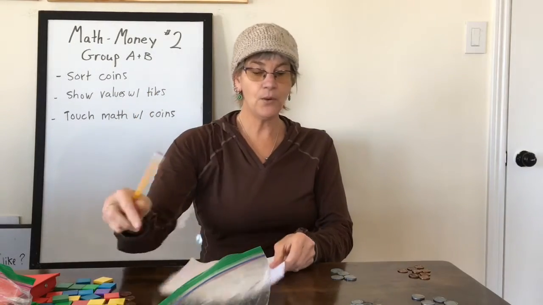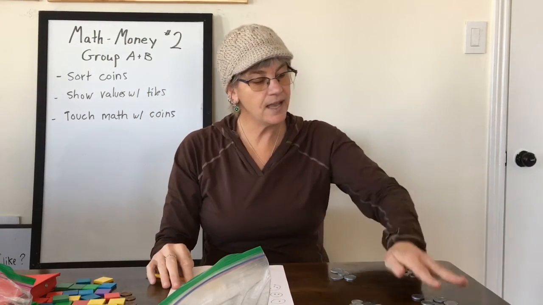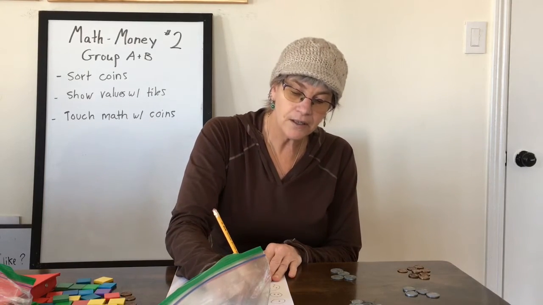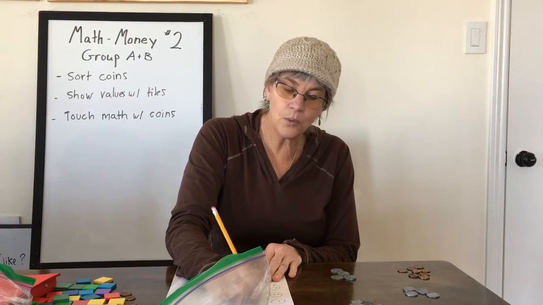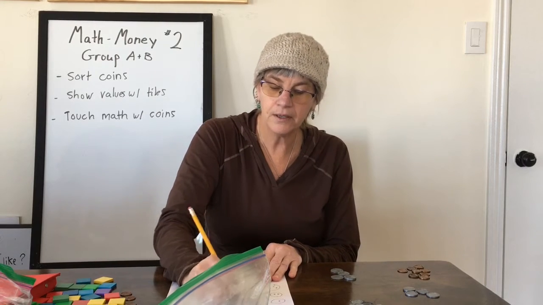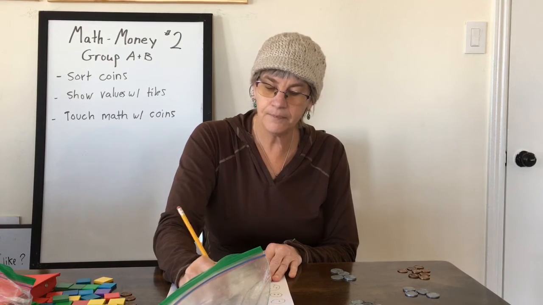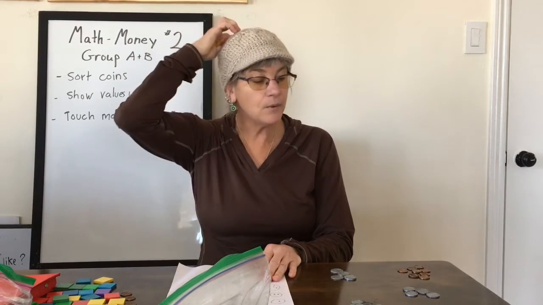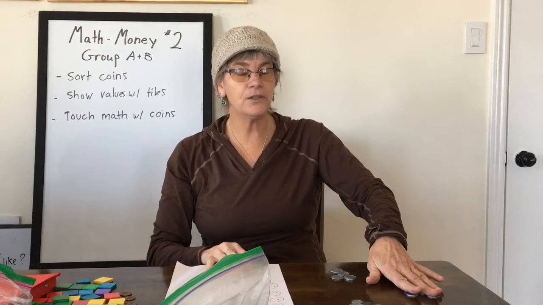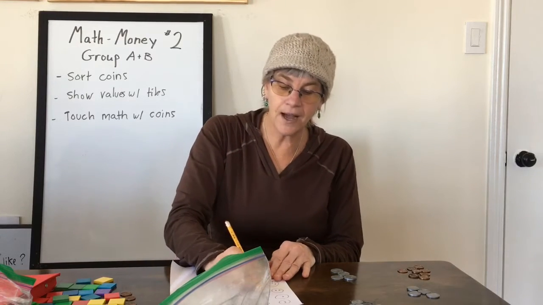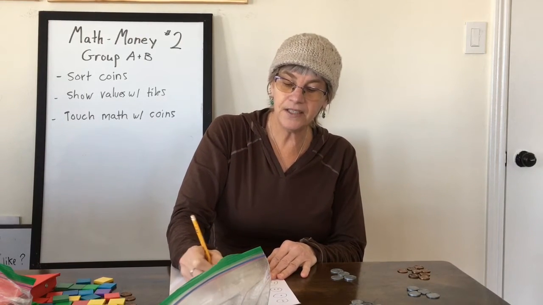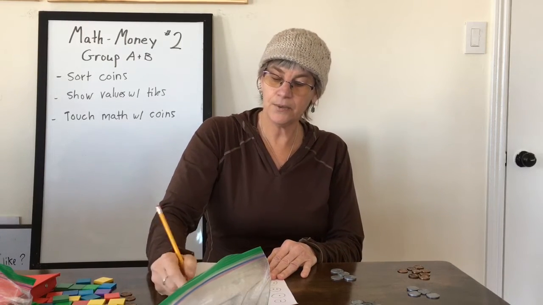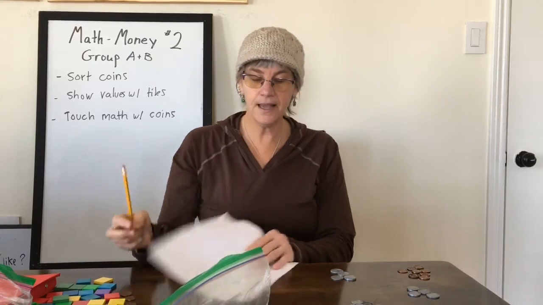Now for my nickels, I have 4. So let's make our nickels. Each one is worth 5 cents. So 1 dot, 2, 3, 4. Okay? And now we're counting just by 5s because a nickel is worth 5. So 5, 10, 15, 20. So that's worth 20 cents. You see that?